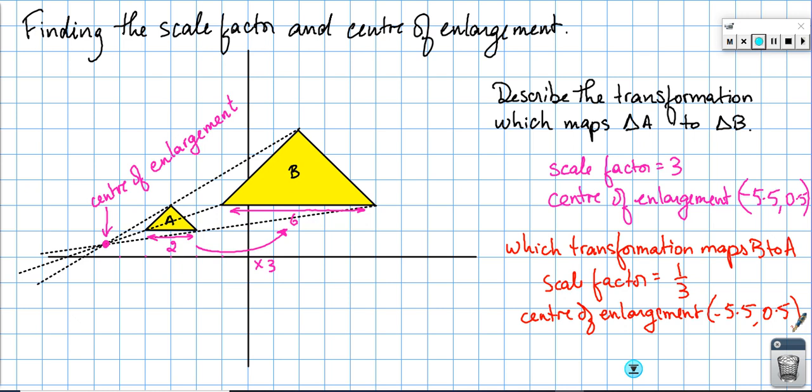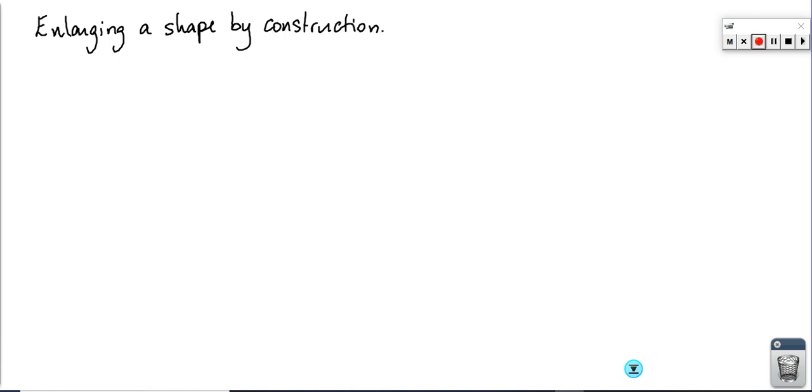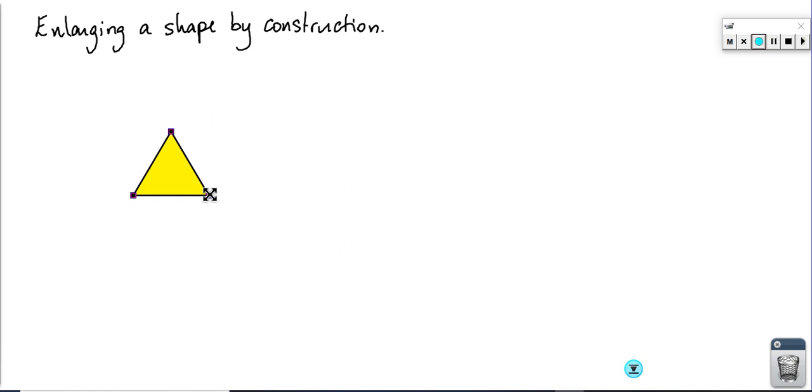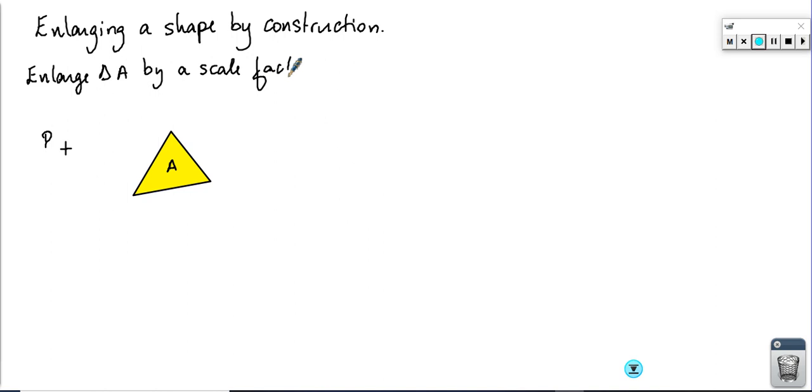Last part, you might be asked to perform an enlargement using a scale factor from a point, but this time by construction. So, enlarging a shape by construction. So let us assume we have the following triangle. And we need to enlarge the triangle from this point by a scale factor of 2. So enlarge triangle A by a scale factor of 2 or 3 from P. Let's do a scale factor of 3.